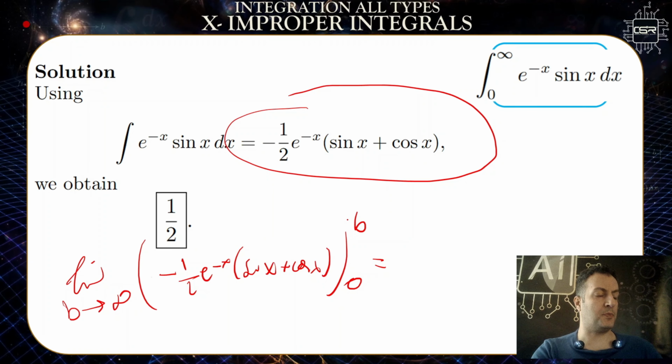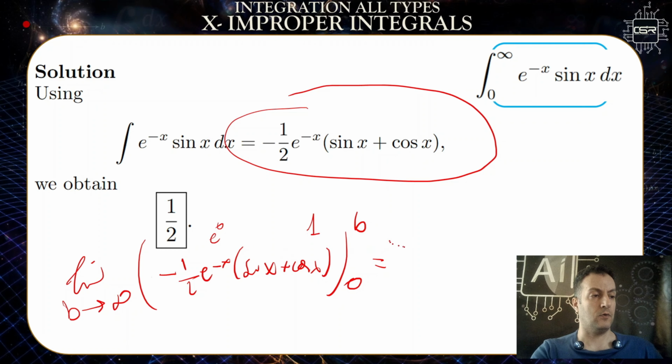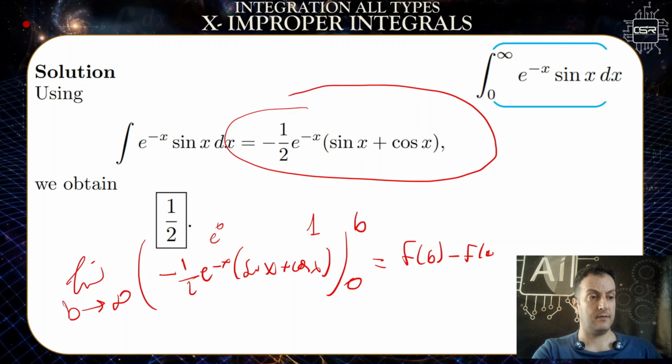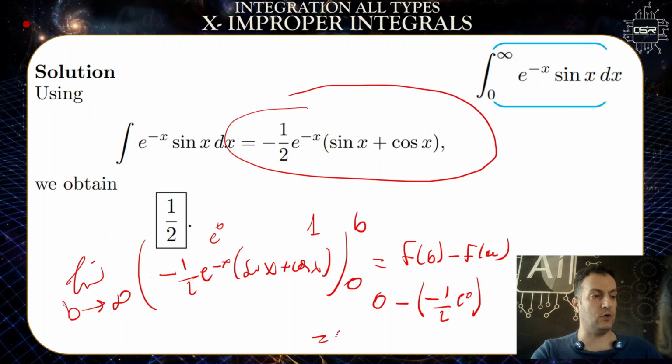So for b approaching infinity, e^(-infinity) is 0. So this entire thing becomes 0. As for x equal to 0, you have cosine 0 is 1 plus sine 0, so 0, 1 times e to the power of 0 is 1 times minus 1 over 2, okay? Now, again, this is f of b minus f of a. F of b is 0 minus f of a, which is minus 1 over 2 e^0, equal plus 1 over 2.